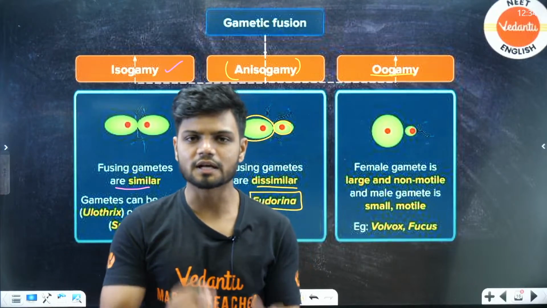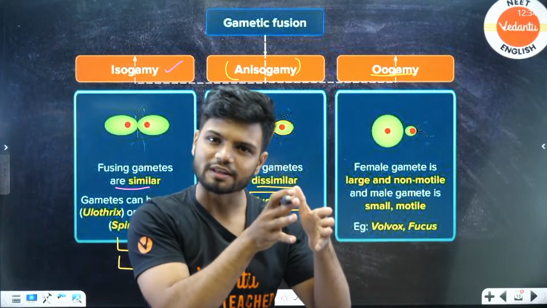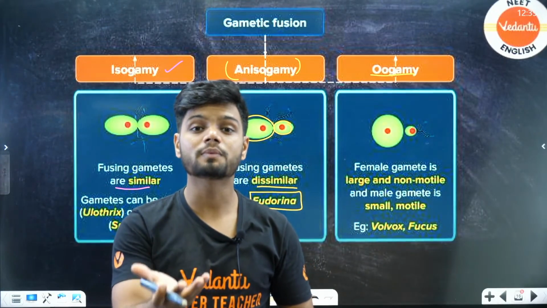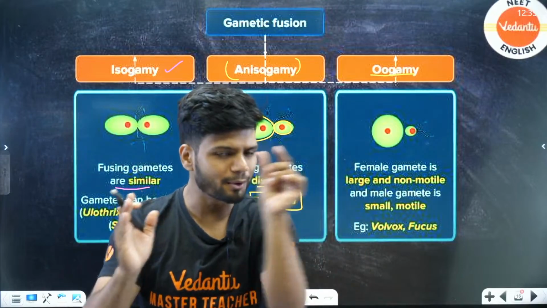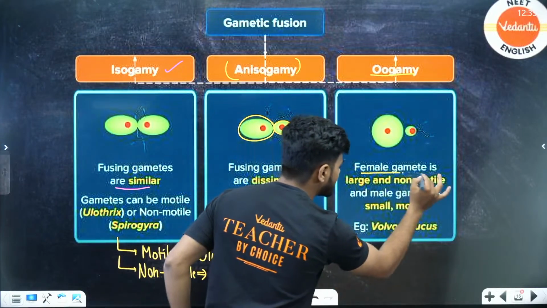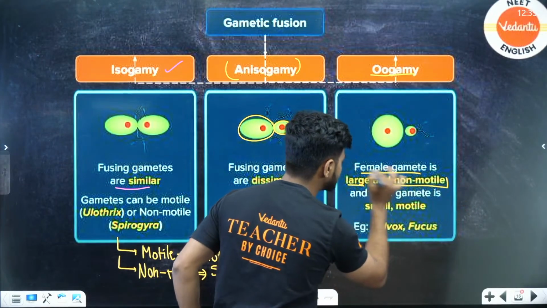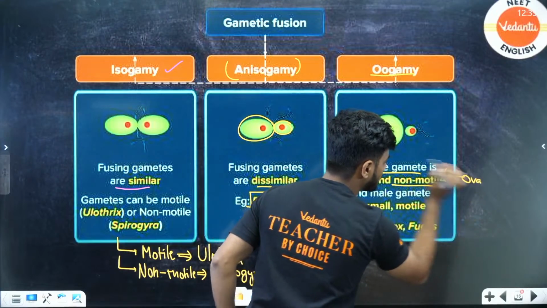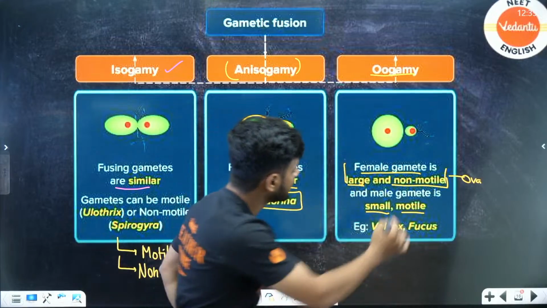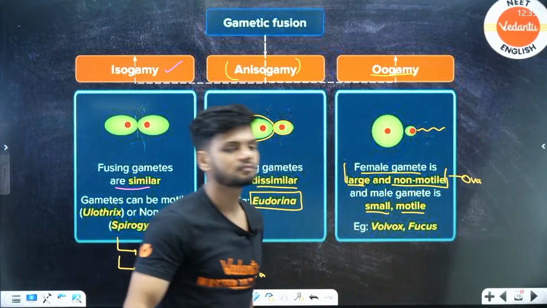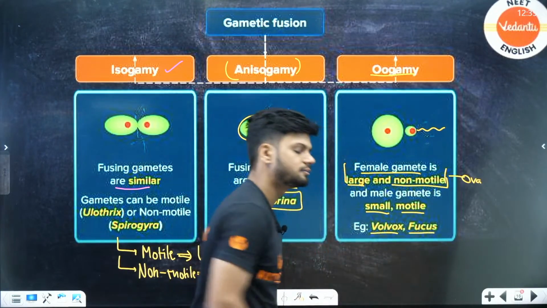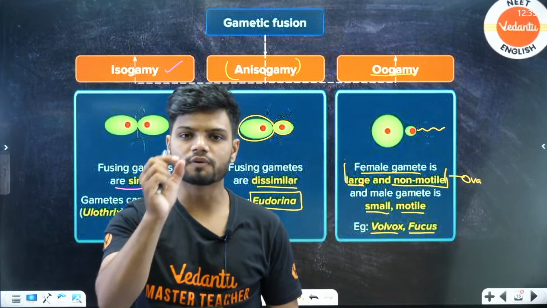Under oogamy, there is one large gamete and one small gamete. And the large gamete is the female gamete. Just like in the case of humans, the ovum is much larger compared to the sperm. Similarly, under oogamy, the female gamete is very large and non-motile, and the male gamete is small and motile, that is, it will have a flagella. Example is Volvox and Fucus. So all of you will remember this.